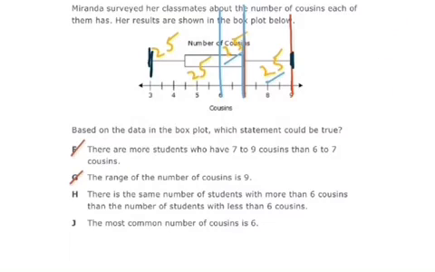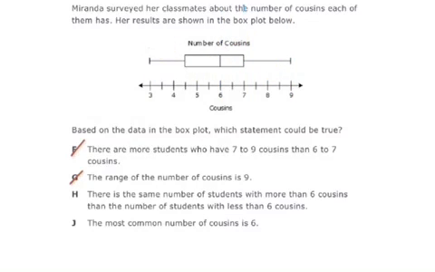H says there's the same number of students with more than 6 cousins as the number of students with less than 6. So let's see. Let me erase some of this out. Again, we have our 25. So there is the same number of students with more than 6 as the number of students with less than 6. So that means we're right over here, kind of in this section. What that means is there's the same number on this way as there is this way with the data.